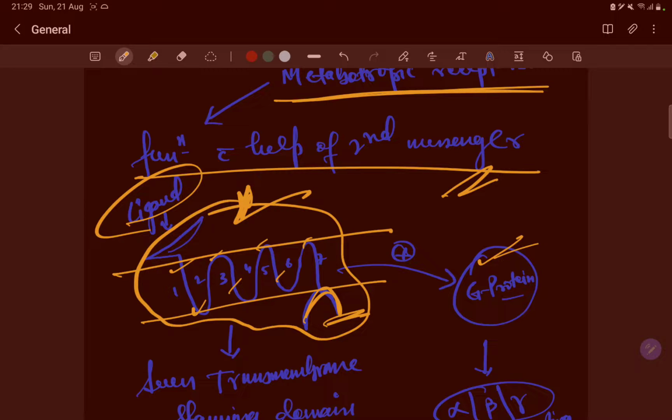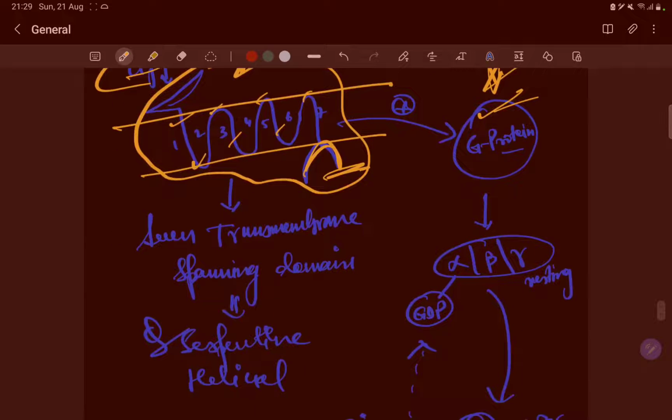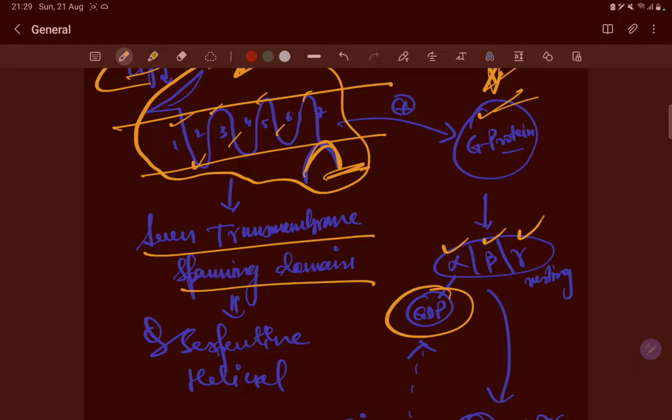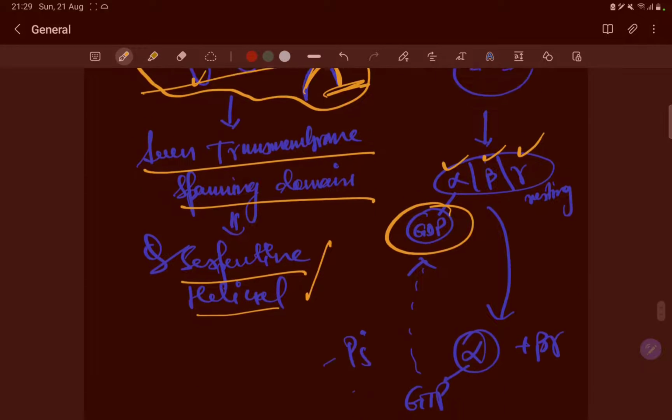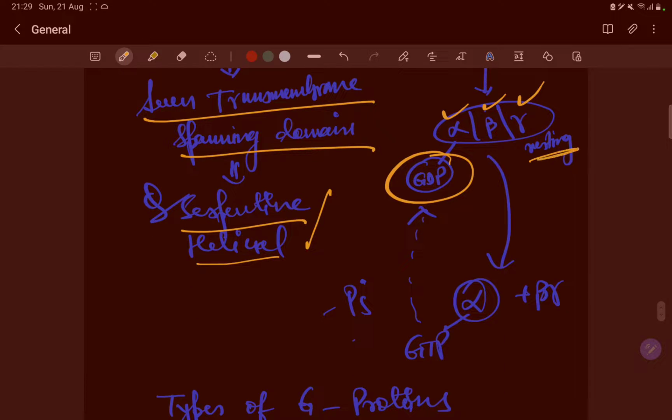This is not a glycoprotein, this is the G protein. It will stimulate the G protein, which has an alpha, beta and gamma subunit. The alpha will be attached with the GDP. Okay, now this is the serpentine helical receptor we have discussed. Now this is the resting phase because it is bound to GDP.